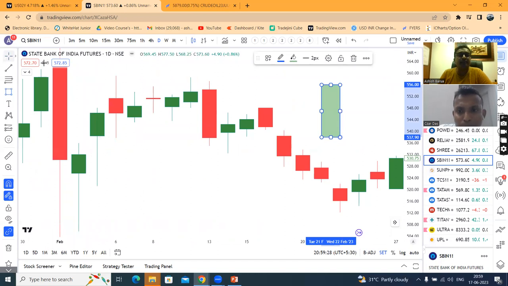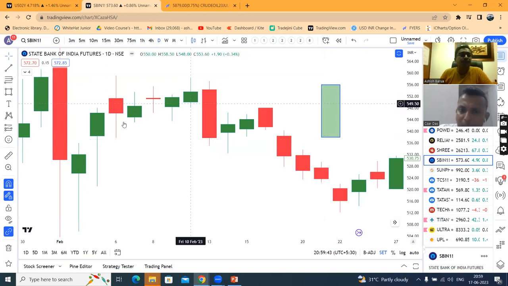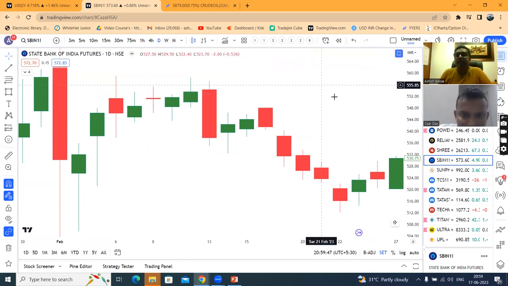It will be like this. No upper wicks, no lower wicks. What it indicates is that wherever it closed, that is the high, and wherever it opened, that is the low. That much only. Now, this is the daily.